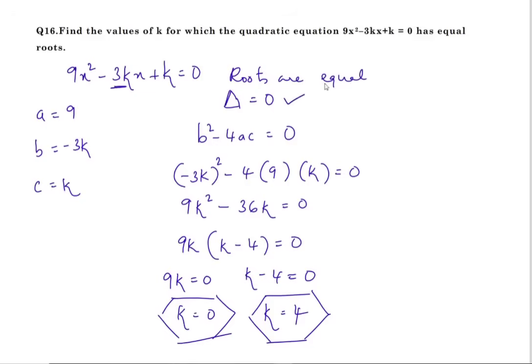When roots are equal, discriminant delta equals 0. What is discriminant value? Discriminant delta is b square minus 4ac. What you need to do is just substitute equal to 0 because the roots are equal. B square is minus 3k square, what you get? 9k square minus 4ac, which is 4 times 9 into c is k, that is 36k.